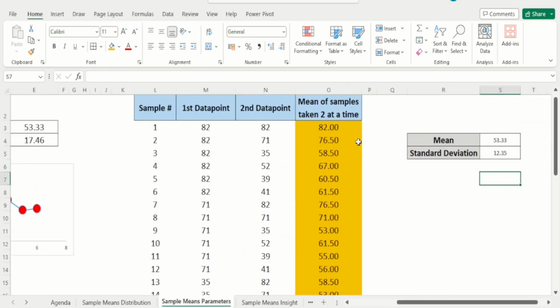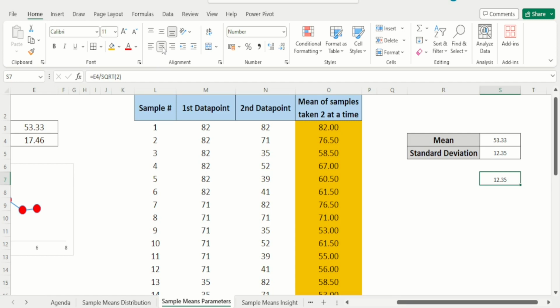If you wanted to compute this, you take the standard deviation of the entire population and divide it by the square root of the size of the samples. We are taking 2 at a time, so square root of 2. And you will notice that it is now giving us the same result. So this is an important relationship that we just looked at for the means of samples.